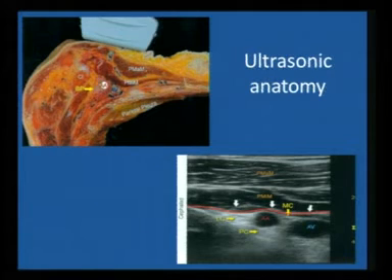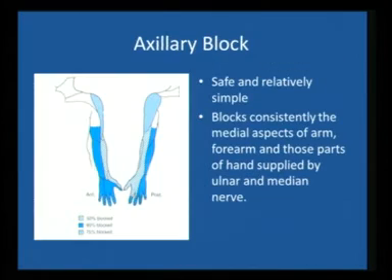This is the cut section picture showing the brachial plexus scattered around the axillary artery and the vein, and it is present below the pectoralis minor muscle. And this is the ultrasonic anatomy showing the brachial plexus in the form of cords around the axillary artery. Medial to that is the medial cord, posterior is the posterior cord, and lateral is the lateral cord. You can see all these are present just below the pectoralis minor muscle.